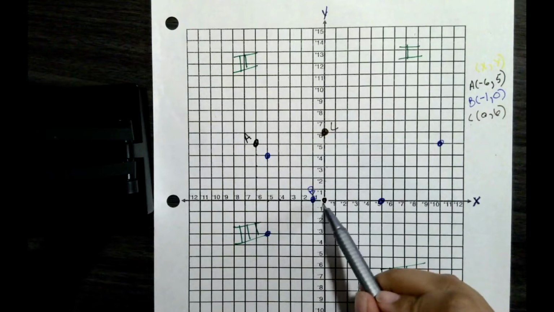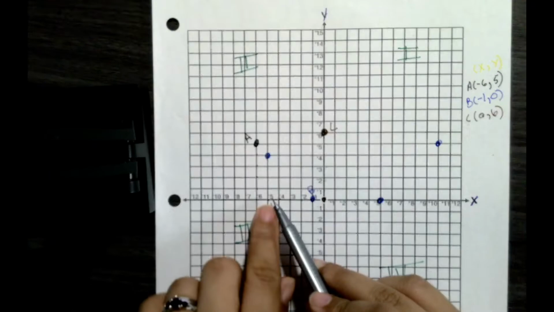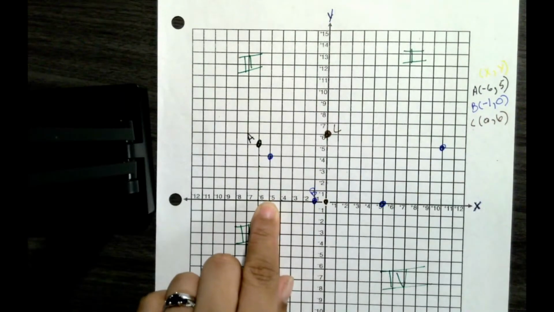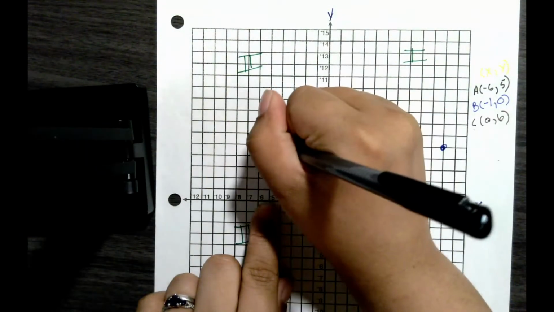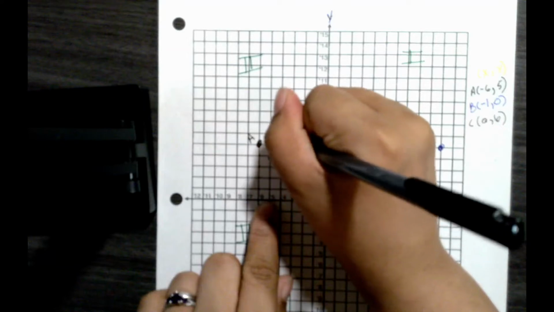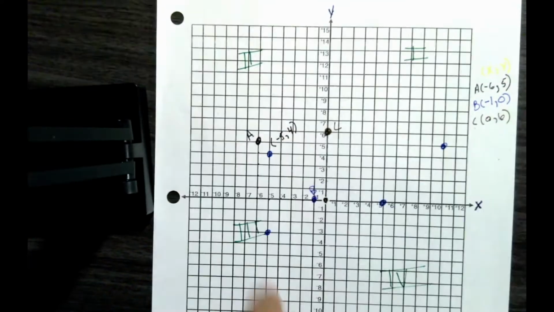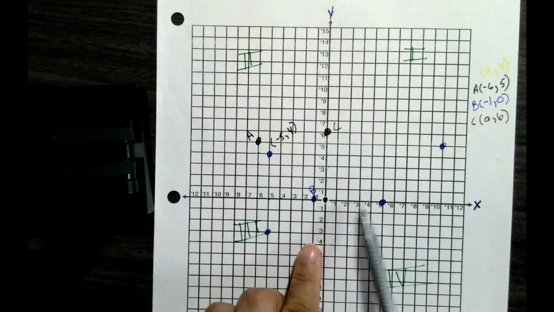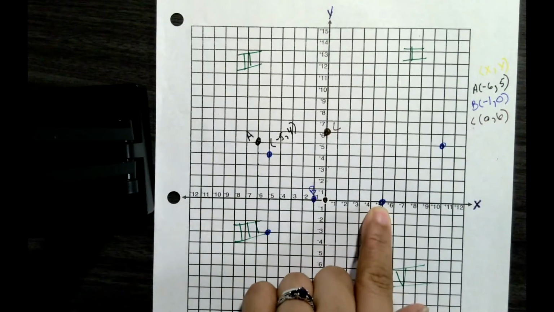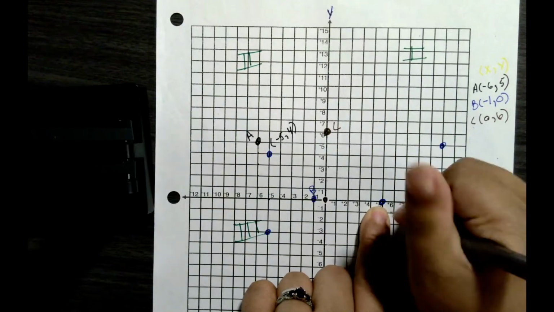If I said, hey, what's that point? Well, we're going to start at 0 and go over until we meet in line with it. Negative 5 is in line with that point. And then we're going to go up 1, 2, 3, 4. So this is negative 5, 4. Okay, well, what if I want to find this point? Well, we're going to go over 5, positive to the right, and up 0. So this point would be 5, 0.